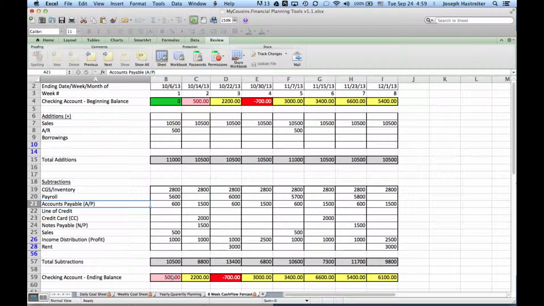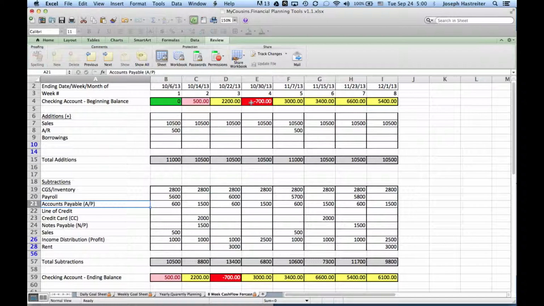Now notice this ending balance of $500 is carried up to the beginning balance in week 2, and we have 500 up here. We go down and look at week 2: total additions were $10,500, and total subtractions were $8,800. So we get to an ending checkbook balance of $2,200, a lot more than our $500 the previous week. And our ending balance in week 2 is our beginning balance in week 3. Then we look at our total additions of $10,500, add that, subtract our total subtractions of $13,400, and notice the ending checkbook balance this week is now in the red, a negative $700. And that ending balance again is the beginning balance in week 4, and you can see that it continues on throughout here.